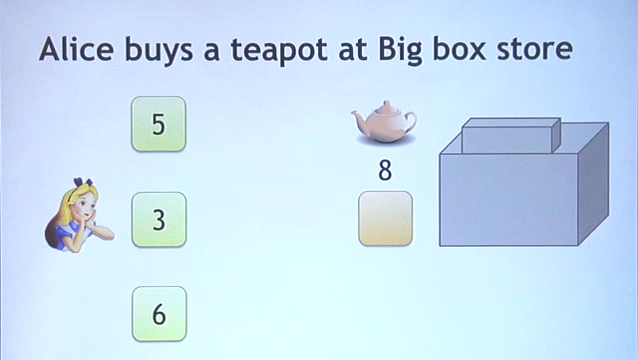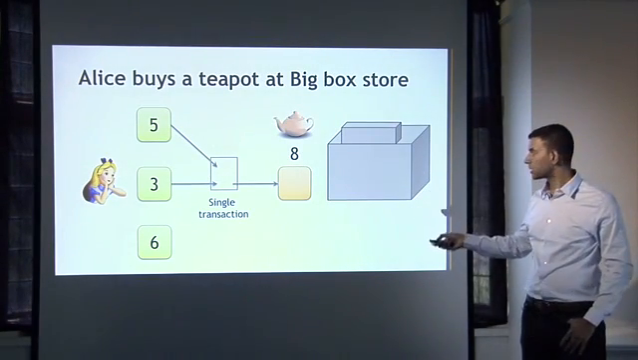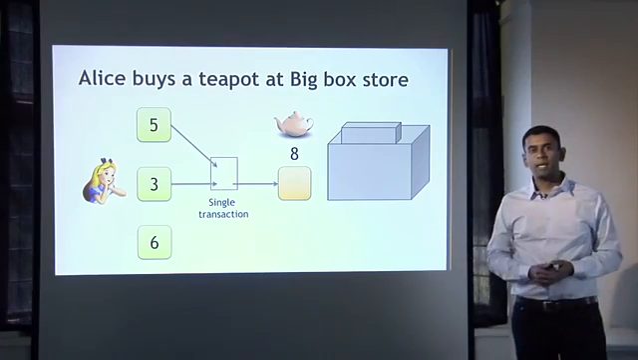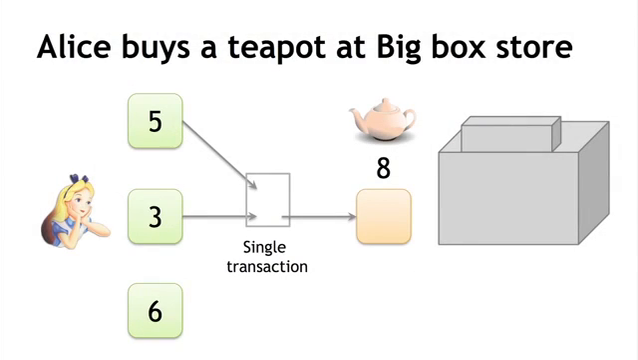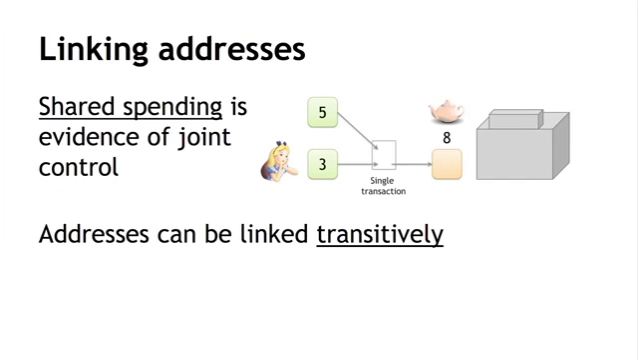At any rate, Alice has these different addresses and wants to pay for the teapot. How is she going to accomplish this? She doesn't actually have an address with 8 Bitcoins sitting in there. And so what she's going to do is combine several different input transactions into a single transaction in order to pay 8 Bitcoins to the store. So this reveals something. Somebody looking at this transaction, which gets recorded permanently in the blockchain, is going to think, aha, 2 different inputs to this transaction. That could only happen because both of these input addresses are under the control of the same user. They were able to use their wallet software to create a transaction that combined both of them into one. So in other words, shared spending is evidence of joint control of 2 different addresses.